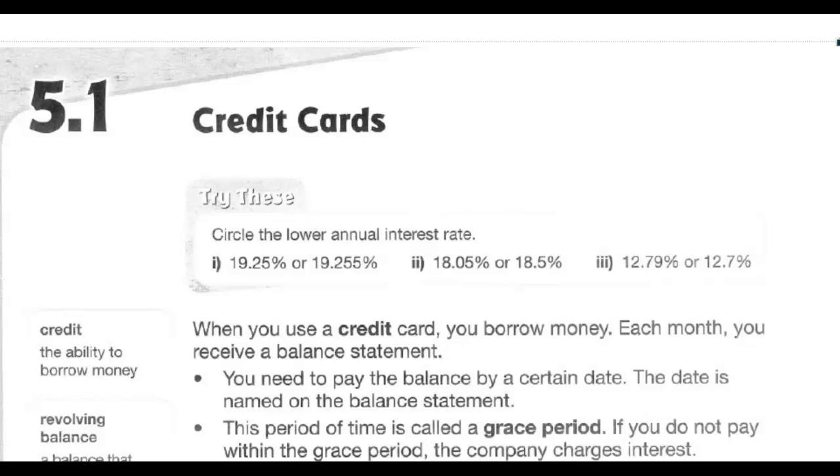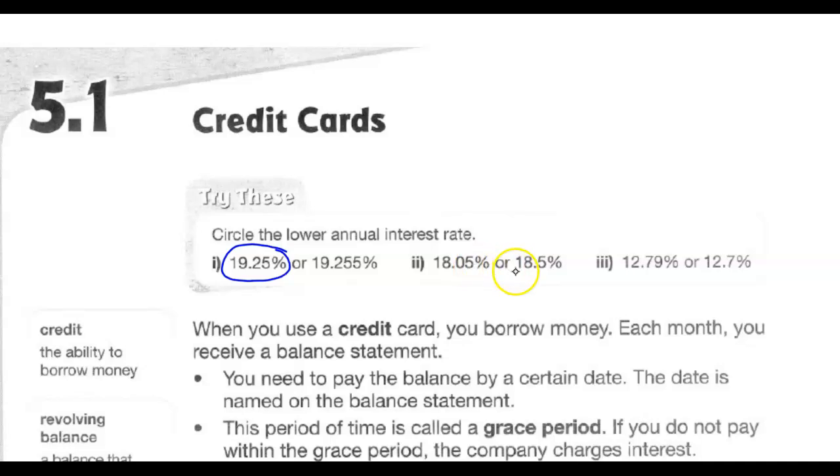So the first one, 19.25%, and the next one's 19.255. Doesn't really matter if it was percents or not. If there's an extra decimal place and all the other digits are the same, this one will be higher. So, oops, sorry, that's the higher. I'm supposed to circle the lower. So this one's the lower.